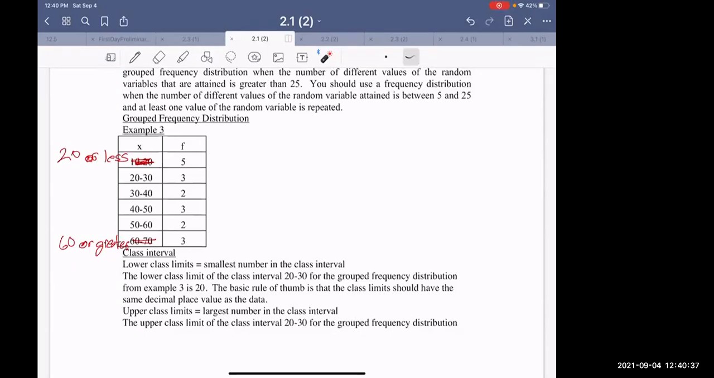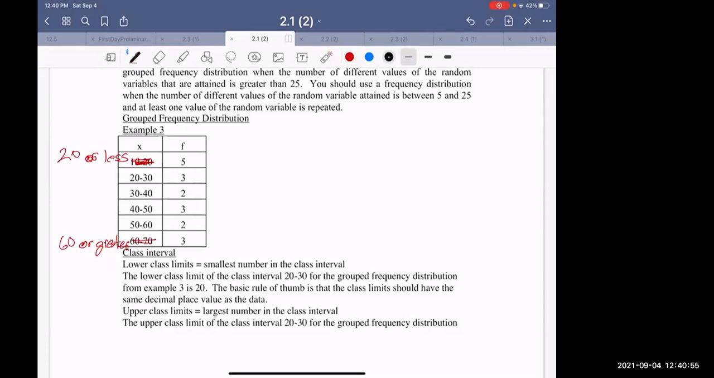So the question is, what do these mean? What if I had the number 30? Would the number 30 be in this interval or in this interval? Would it be in both? Well, let me give you an example and you tell me.